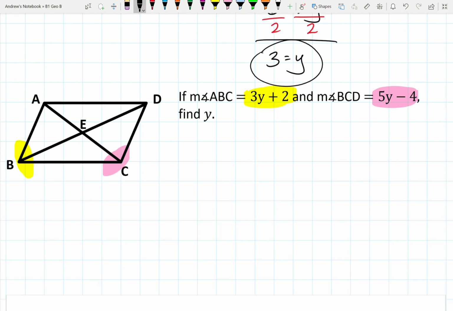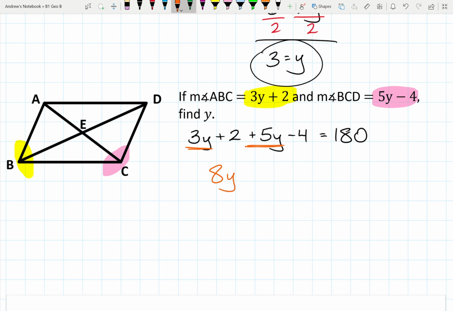So like we talked about a little bit at the top of this, if they're supplementary, that means that when you add them together, so 3y plus 2 plus 5y minus 4, they come out to be 180 degrees altogether. And so all I'm going to do here, these things are all on the same side right now, the 3y and the 5y, the 2 and the minus 4. So we're not doing any sort of opposite stuff. We're combining like terms. So 3y plus 5y gives me 8y. I've got this plus 2 and this minus 4 on the same side, so it's going to come out as minus 2. And that'll give me 180 degrees total.